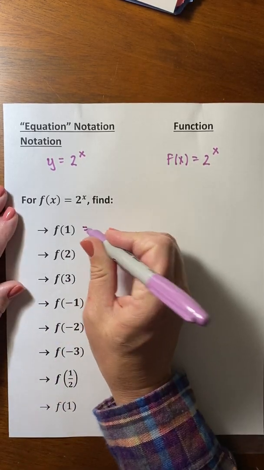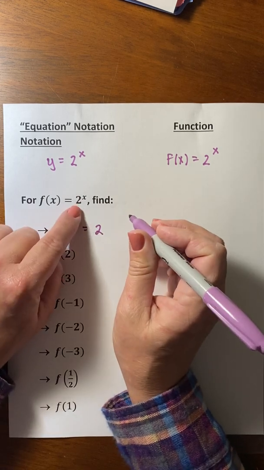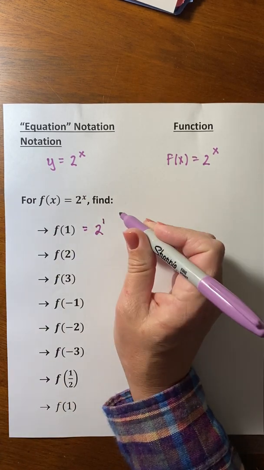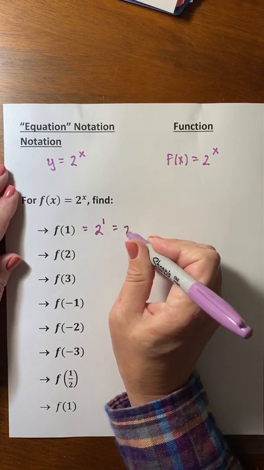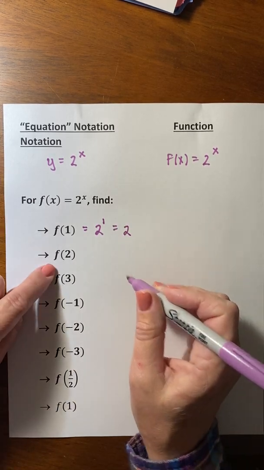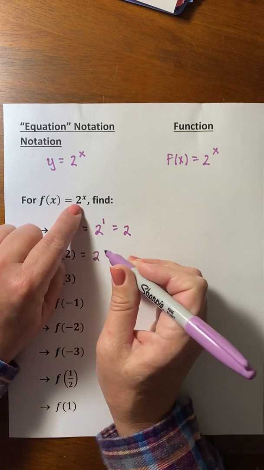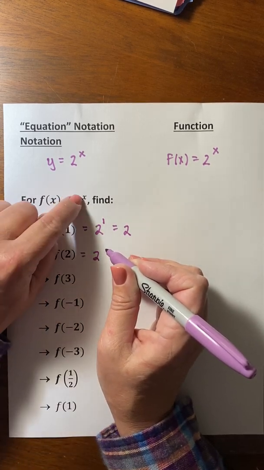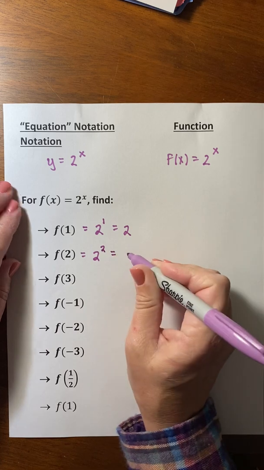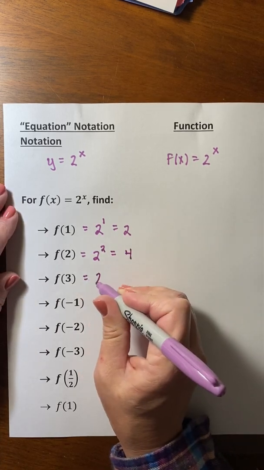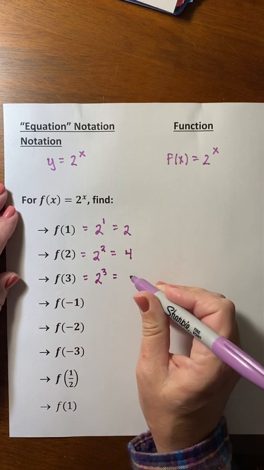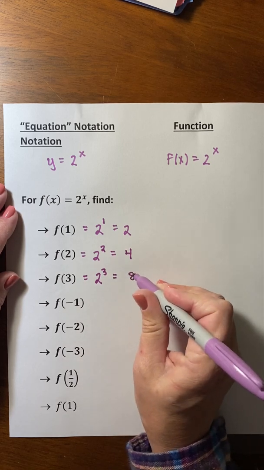Well, f of 1 would just be 2. We keep the base 2 constant, and our input is the power on the 2. So 2 to the 1, which would just be 2. f of 2 would be 2. My base is constant at 2, and then the input would now be the new exponent. So it would be 2 to the second power, which is 4. f of 3 would be 2 to the third power, which is 2 times 2 times 2, which is 8.